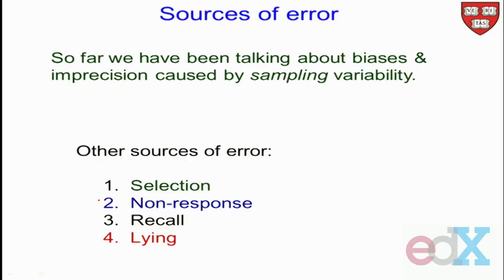And so far, we've just been talking about biases and imprecision caused by just sampling variability, because we chose this sample instead of that sample, and so on. So just chance. But there are other sources of error, and I want to cover 4 of them. One is called the selection bias. The other is the non-response bias, recall bias, and the last one is lying. Unfortunately, people lie, so we need to say something about that.